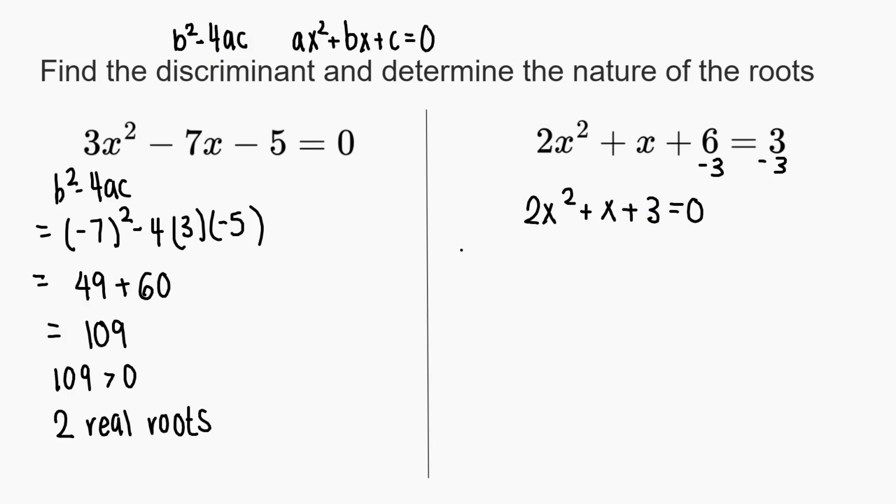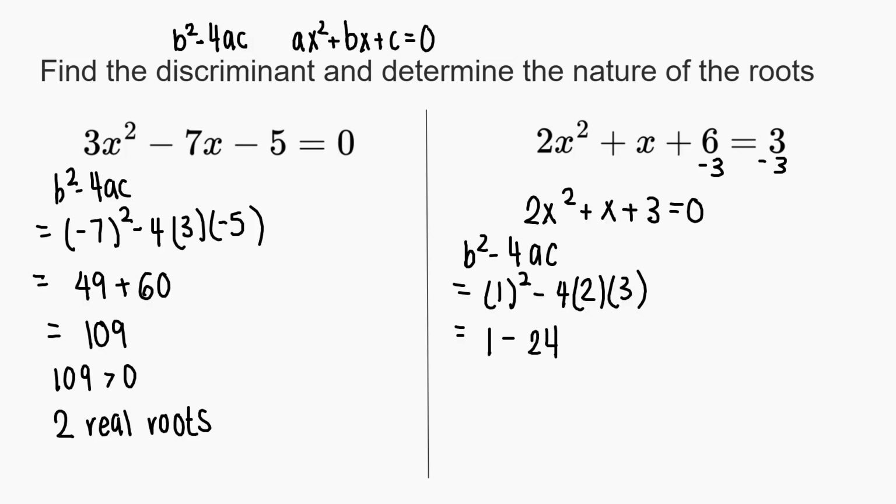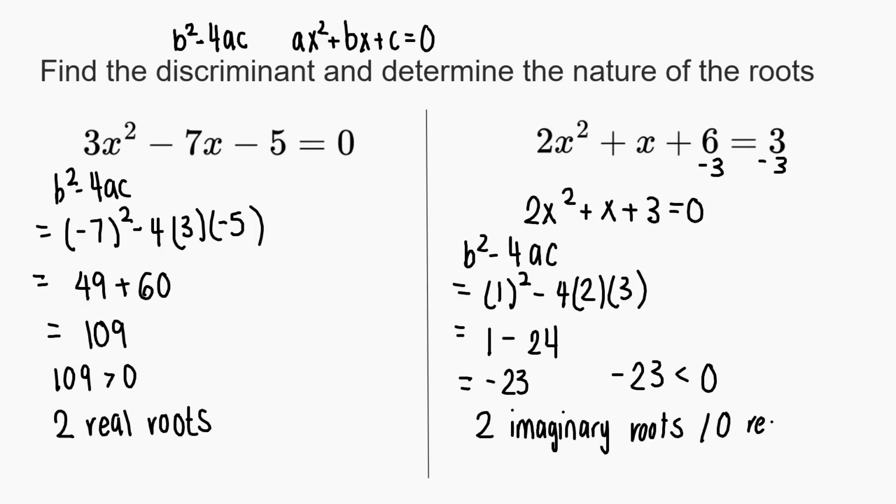Now we're ready to do b squared minus 4ac, which is equal to 1 squared minus 4 times 2 times 3, which is equal to 1 minus 4 times 2 is 8. 8 times 3 is 24. This gives us 1 minus 24, which gives us negative 23. Because negative 23 is less than 0, we know it's two imaginary roots. Or we can write this as 0 real roots.